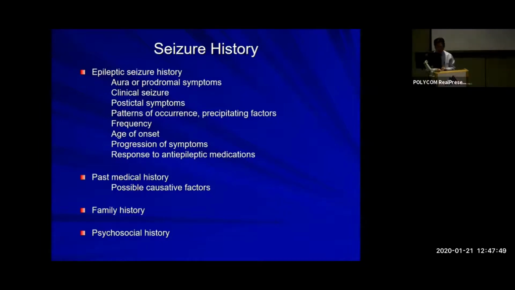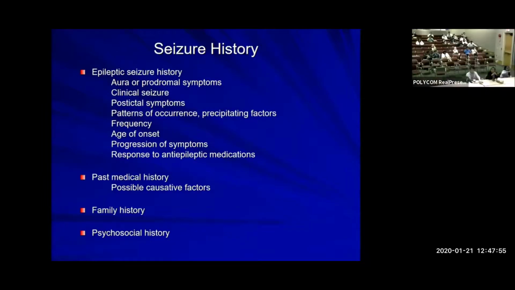Okay? And for those of you who have kids, you see toddlers are always falling and bumping their head on things. So don't attribute everything to traumatic epilepsy or post-traumatic seizures. Family history can be important if you think there's a genetic cause, and a psychosocial history, especially if you think there's a psychogenic component to the episodes.